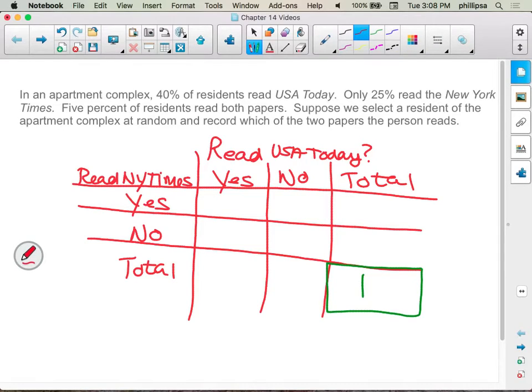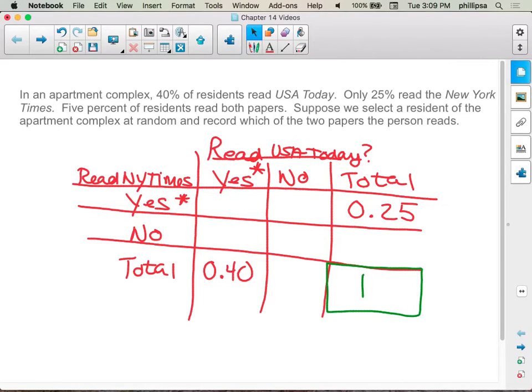So let's talk about what we go through here. In an apartment complex, 40% of the residents read USA Today. So here's USA Today. Who reads them? 40% of them. Then 25% read the New York Times. So here's yes to USA Today, here's yes to the New York Times, which means you're at 25% there. You were also told that 5% of the residents read both papers. So that's the yes, yes, and that lines up. Yes, yes, right here is 0.05.